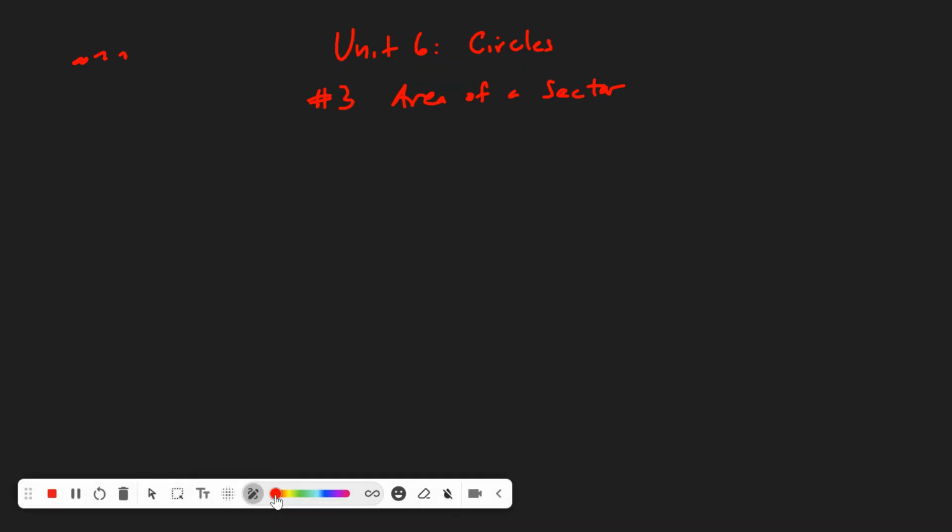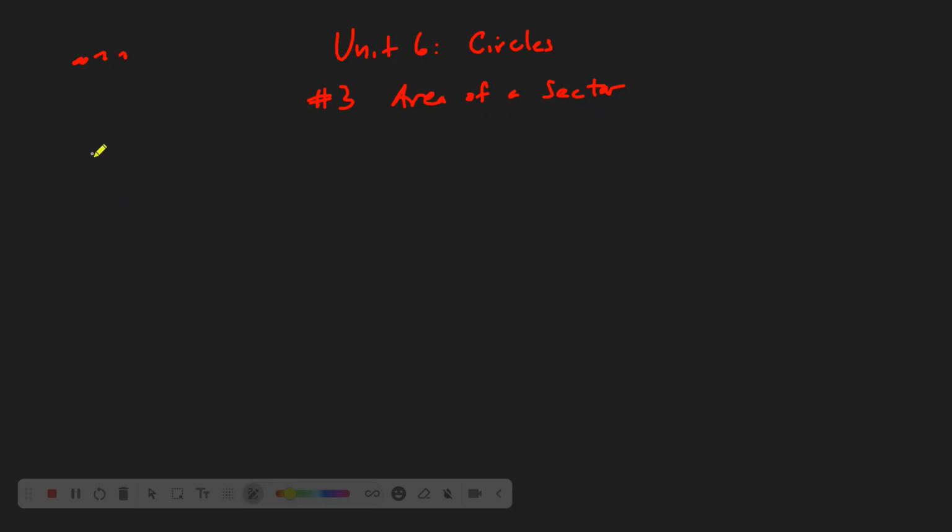So remember, we're doing unit 6 here, and we are covering circles. And this is the third lesson, and we are going to talk about area of a sector. So last lesson we talked about arc length and arc measure, so now we're going to talk about the area of a sector. So what in the world is a sector in a circle?